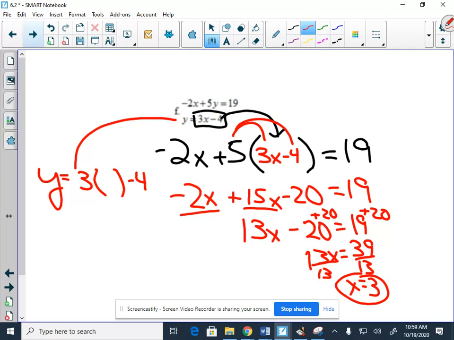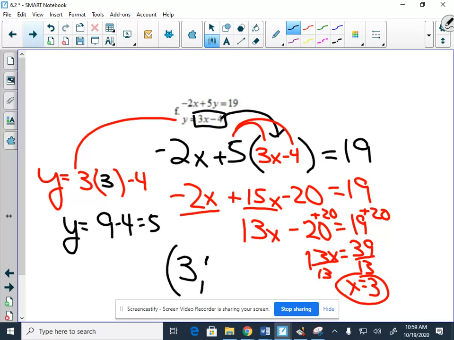We've solved for x, so we can take what x is and we can put it back in for x. 3 times 3 is 9. Subtract 4 is 5. When x is 3, y is 5. That's where these two lines would cross.